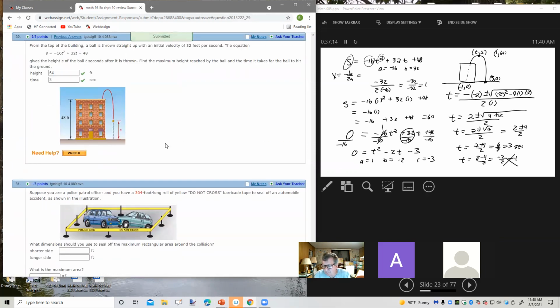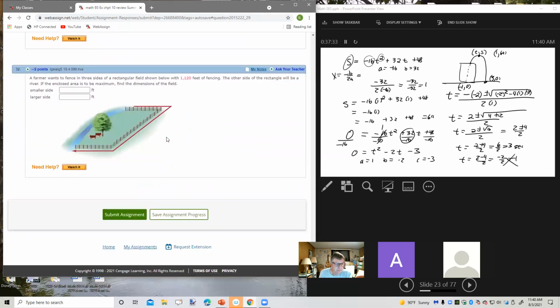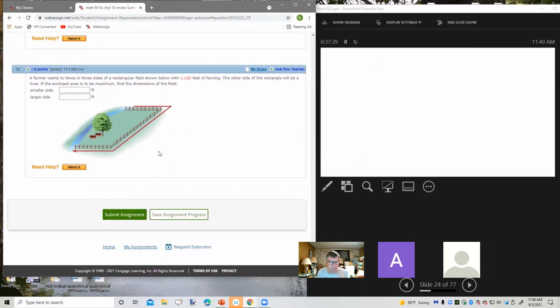All righty. Anything else that you want to look at? Okay. I'm sorry, one more. Sure. I wanted to do the last one, the fence one. This one? Yes. Okay.